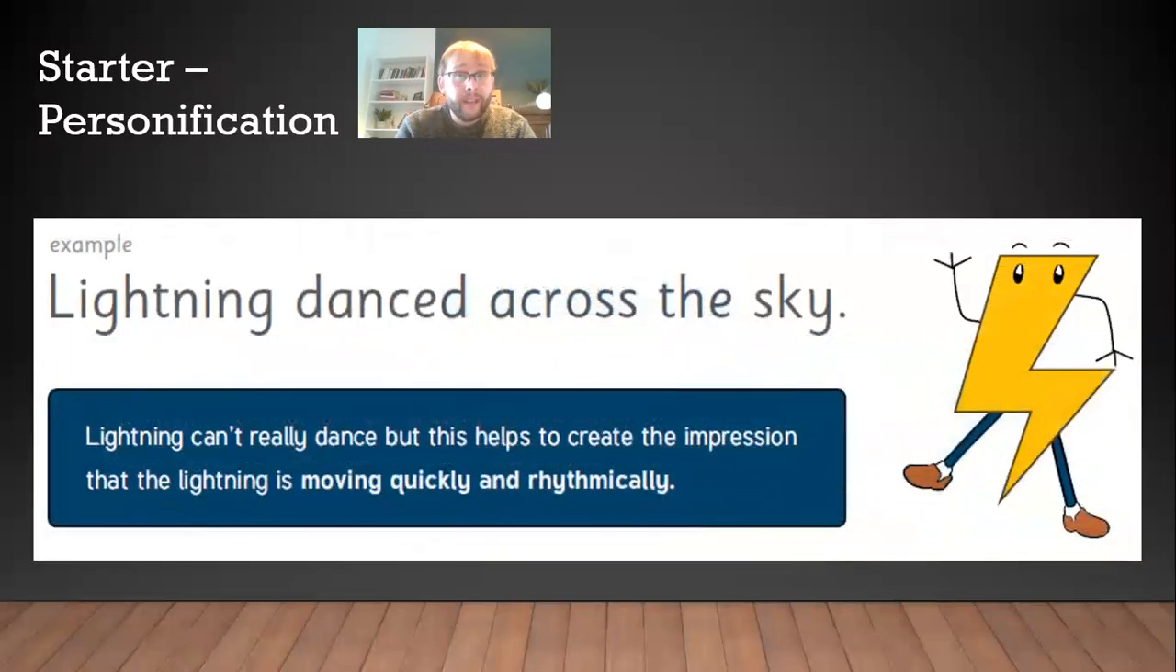So an example might be: lightning danced across the sky. Really nice sentence, just isn't realistic, is it? Lightning doesn't really dance. That's the sort of thing a person does. But it's a really good figurative language sentence, really powerful, really descriptive. It immediately brings to mind for me exactly what that lightning's doing. So, as it says, lightning can't really dance, but it does help us create the impression that the lightning is moving really quickly and almost rhythmically.